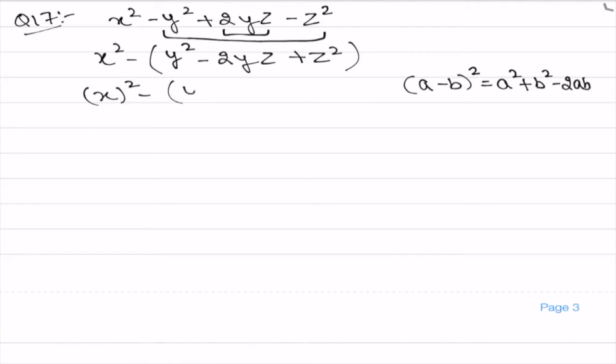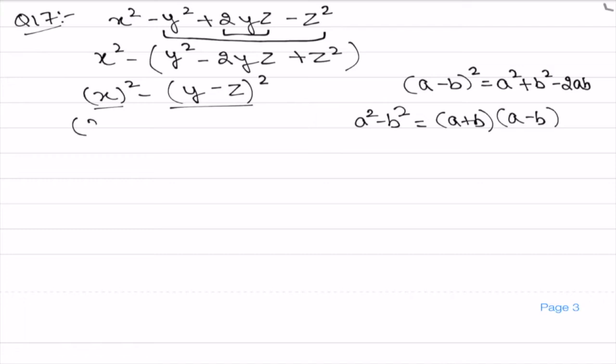So it becomes y minus z whole square. Suppose if here all the terms are positive, then it becomes a formula of a plus b whole square. So again, now see, both the terms are the perfect square. We will use the identity a square minus b square equals a plus b into a minus b. So x plus y minus z and x minus y minus z.